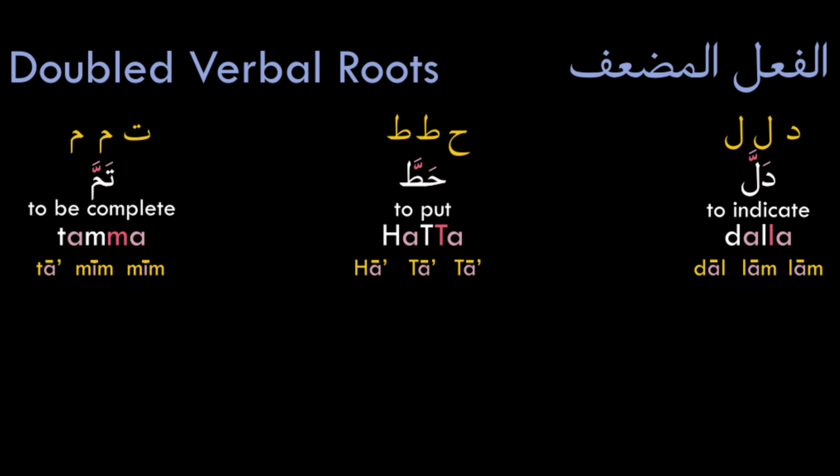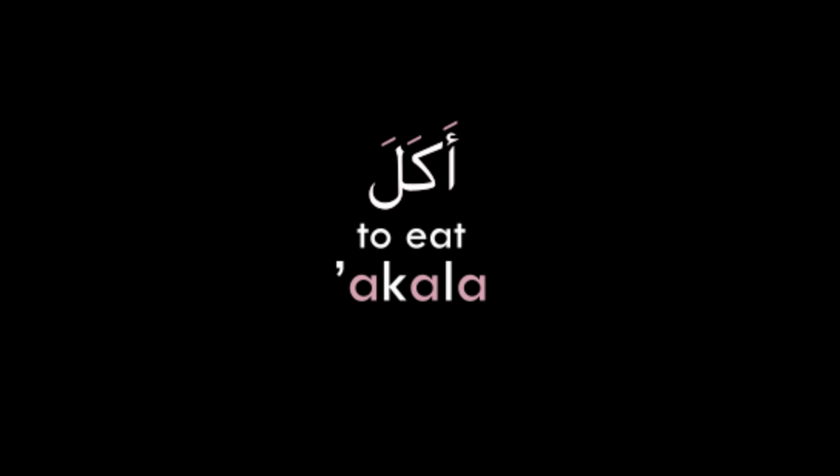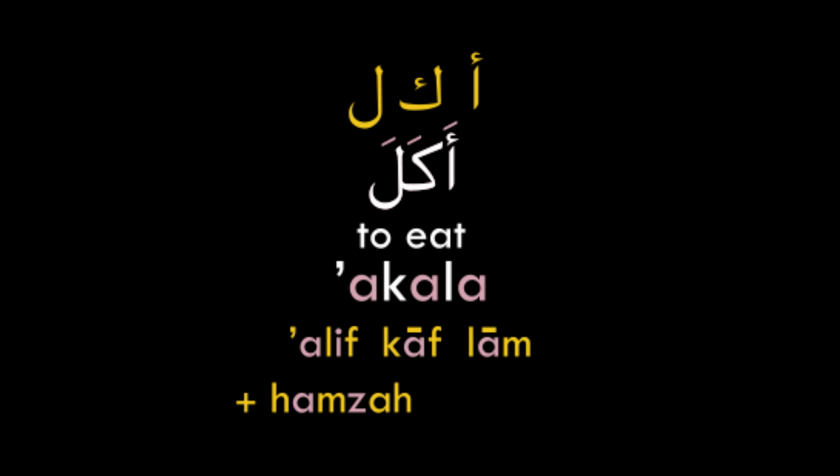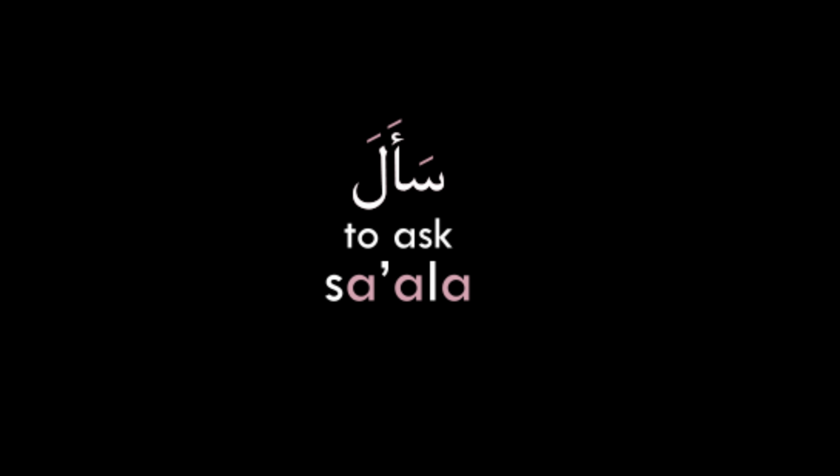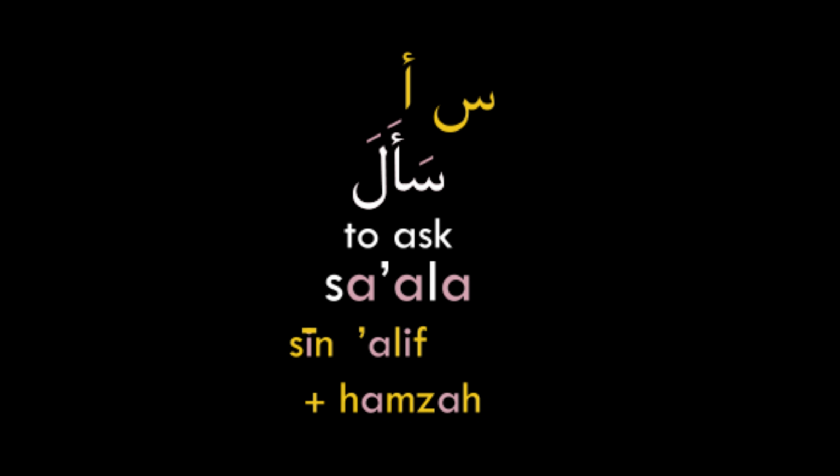The third type is where any of the root letters is Hamza and it might occur as the first, second or third, like أكل. The root letters are alif with Hamza, kaf and lam. Here we have the Hamza is the first letter, or سأل. The root letters are sin, alif with Hamza and lam.